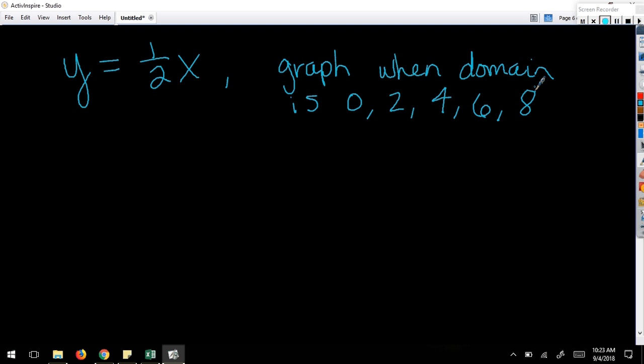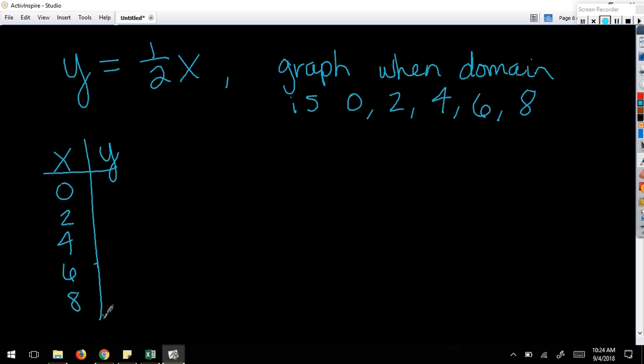So there's a couple of things here that I really need to think about, okay? What does domain mean? X. X, okay? Well, I know how to do something with domain and range and X's, right? A chart. So maybe I can start this with a chart. That's 0, 2, 4, 6, and 8.